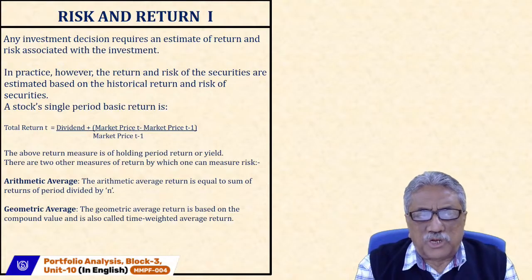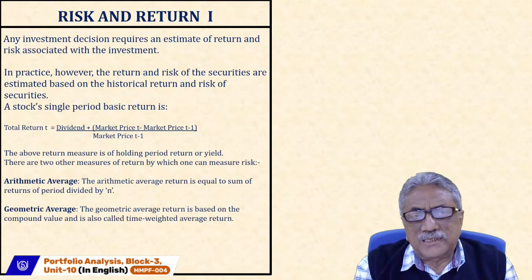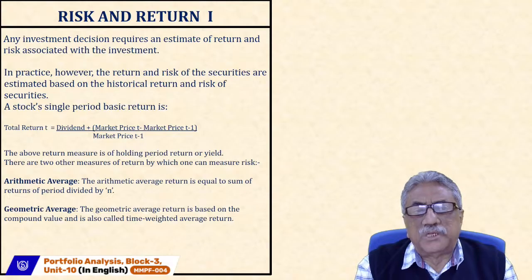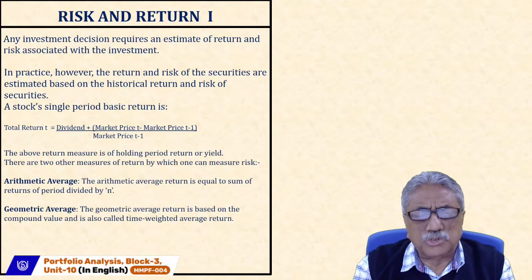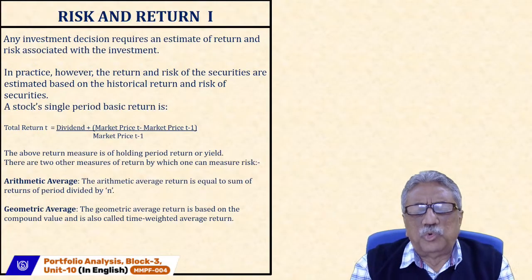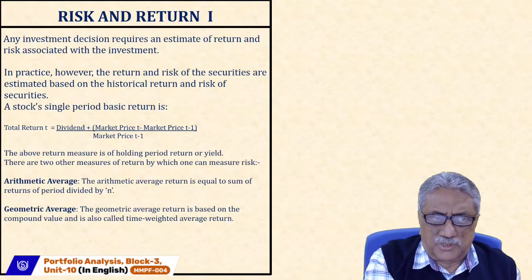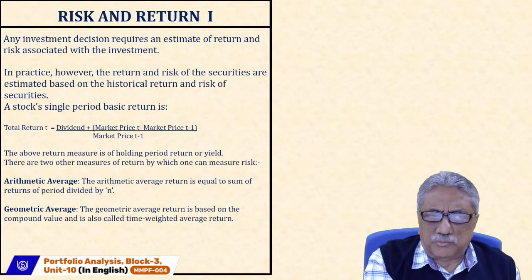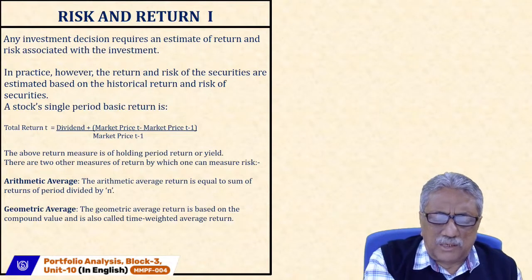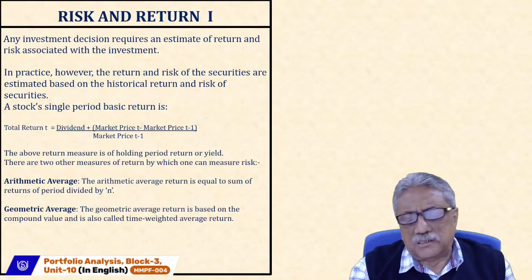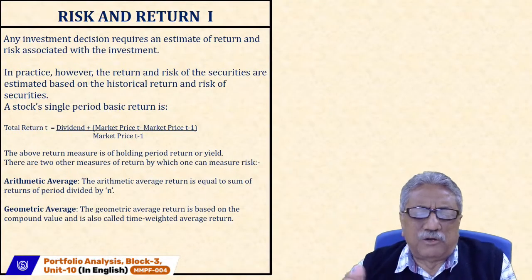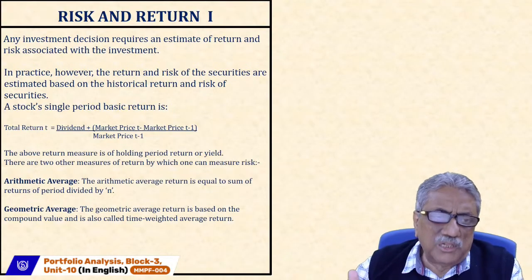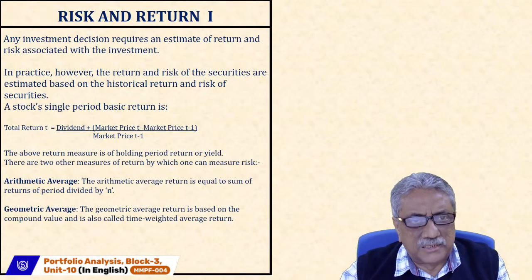So in practice, what happens is that return and risk of securities are estimated based on historical return. I cannot forecast. I can forecast, of course, but mostly what we do is check the past history. Say I'd like to see how Tata Steel has done, how Larsen & Toubro has done, how many times they have not given dividend, or whether regularly they have given it, they have expanded it, etc.